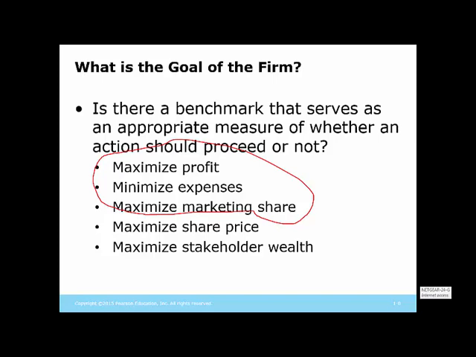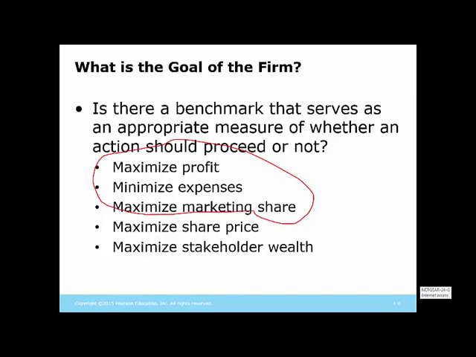Now, maximizing profit is the goal that most people discuss, and they say, this is really what I'm in business for. I'm here, well, actually, they usually say, I'm here to make money for the company. That's really not what you're there for. What they really mean is they want to maximize profits.